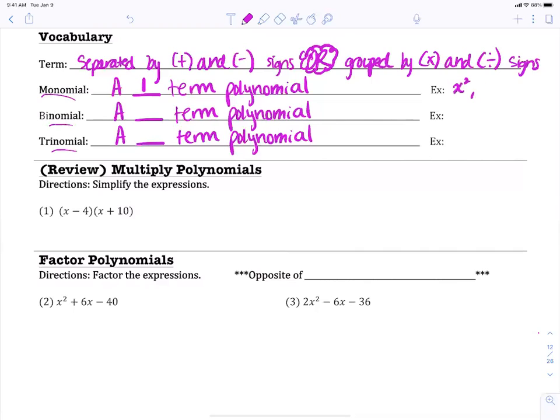So it could be something as complicated as 3xy. Still, all of those pieces, the 3, the x, and the y, since they're being multiplied, they're grouped together, and that makes essentially just 1 term.